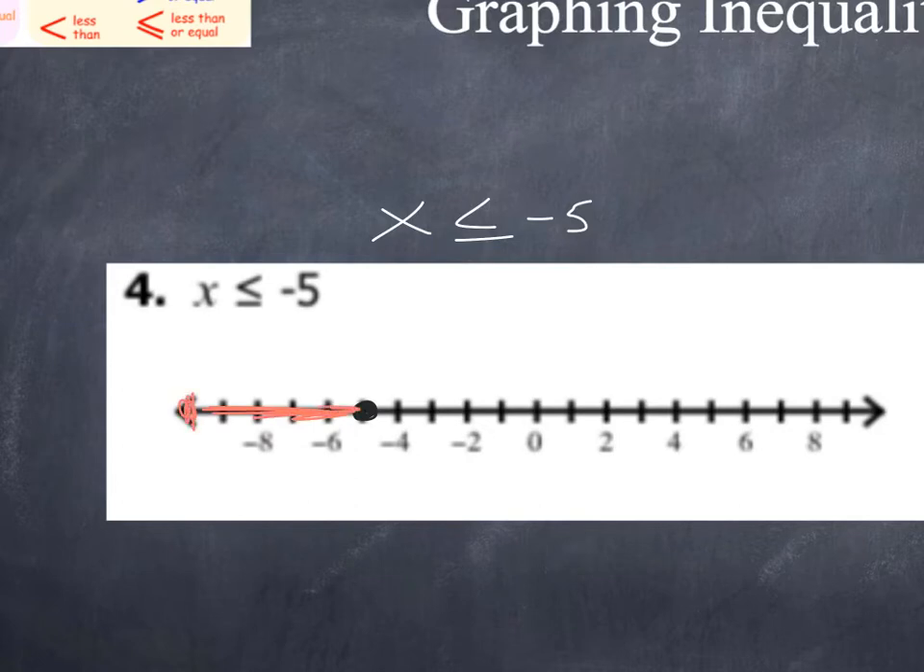And if your variable is on the left-hand side, then the way you could think of it is wherever this inequality symbol, you can think of it as an arrow, is pointing, that's the side that you're going to shade. Now, that only works if your variable's on the left-hand side, but that's the way you would do this.